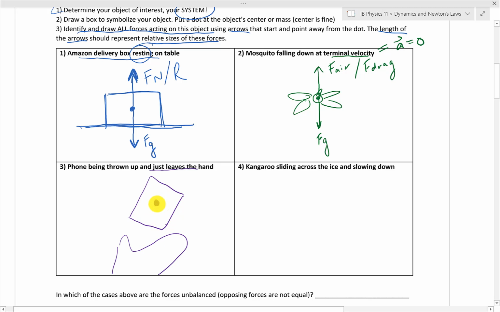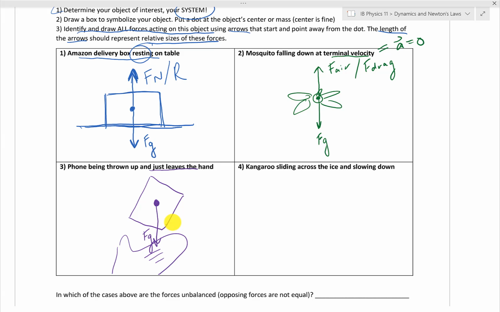Okay, so obviously if it's on Earth, it has the force of gravity acting on it. As it's being thrown up, you might think that, well, shouldn't there be some upward force acting on the phone because the person threw it? The important thing here is the phone has left the person's hand, no longer in contact with the person's hand. The hand cannot exert more force on the phone already.